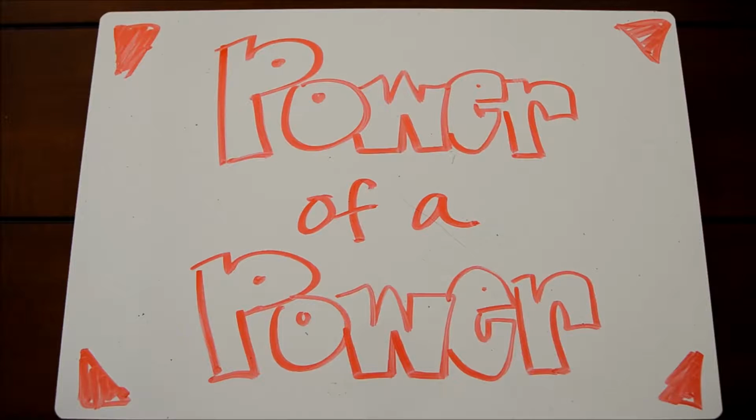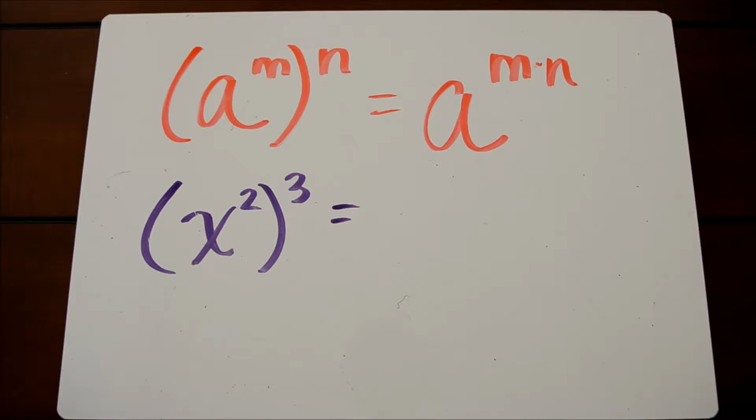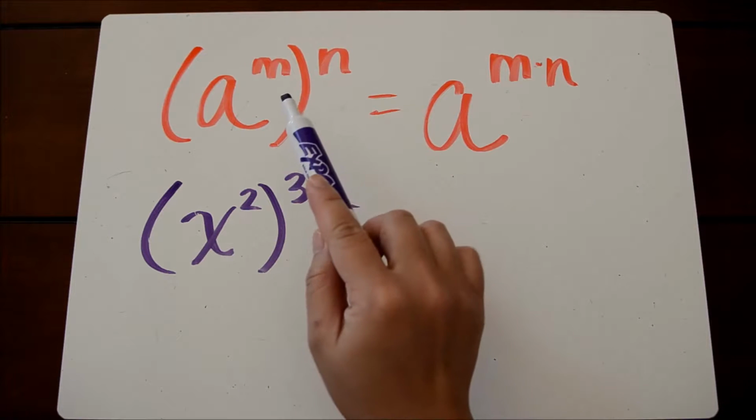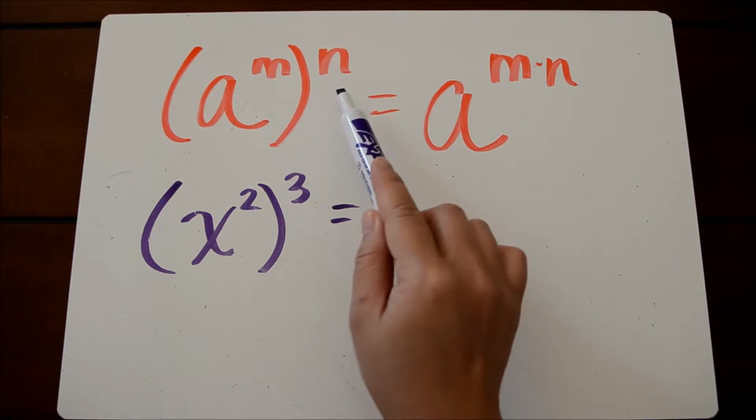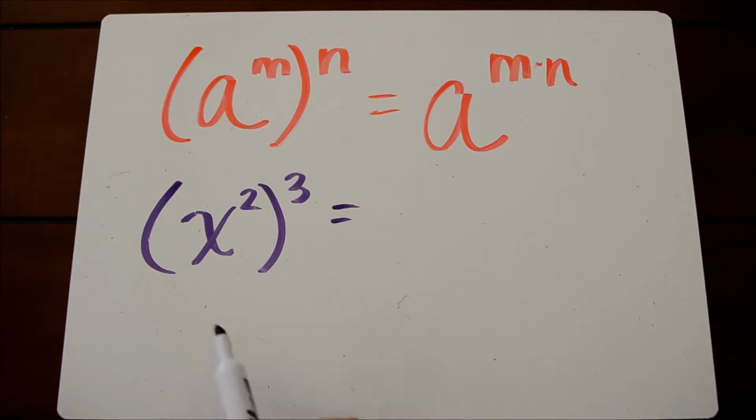Today our lesson is on the power of a power rule with exponent laws. Let's take a look at how this works. The power of a power law states that if you have a base to an exponent and you take that to an additional exponent, then the shortcut would be to just multiply the exponents.